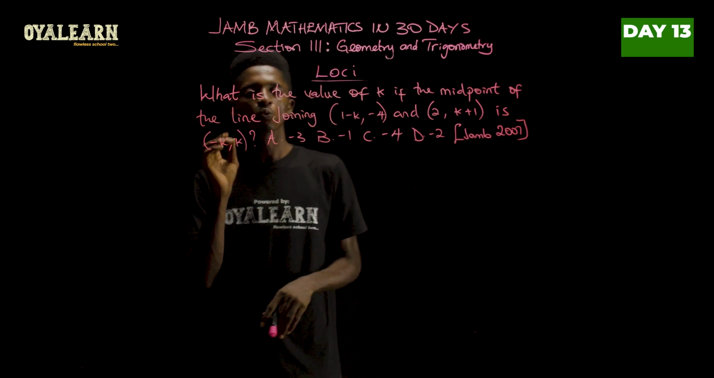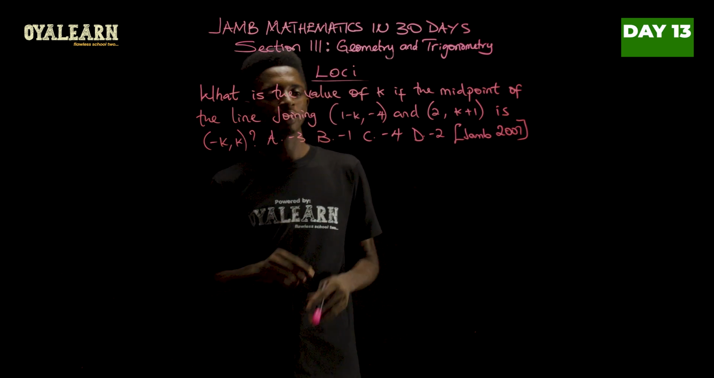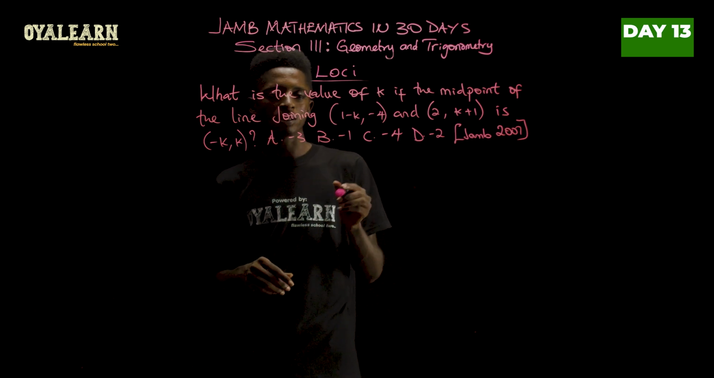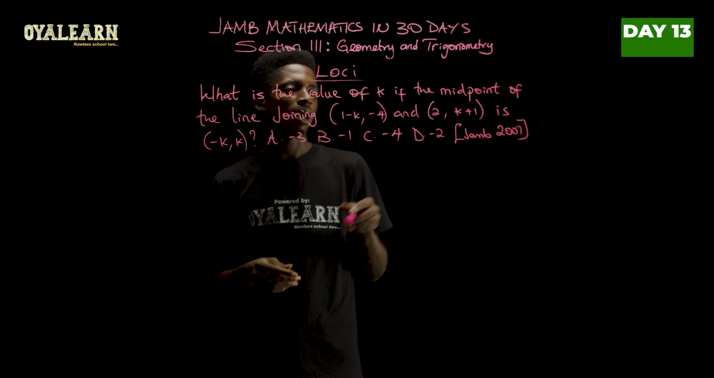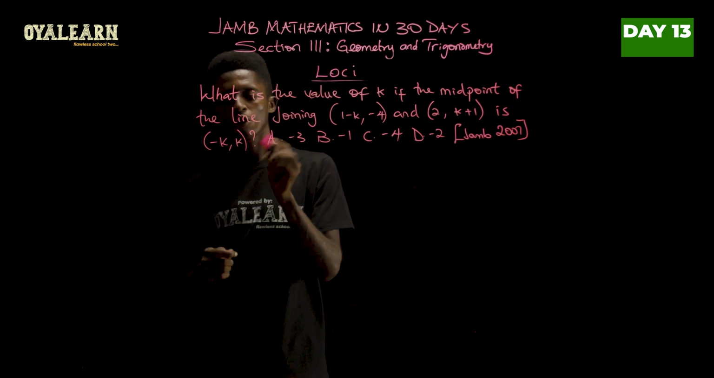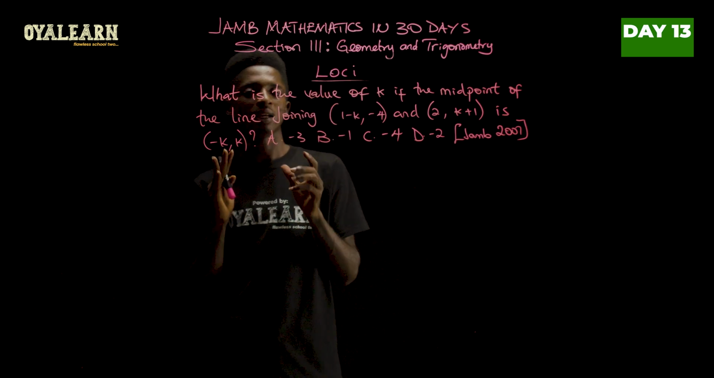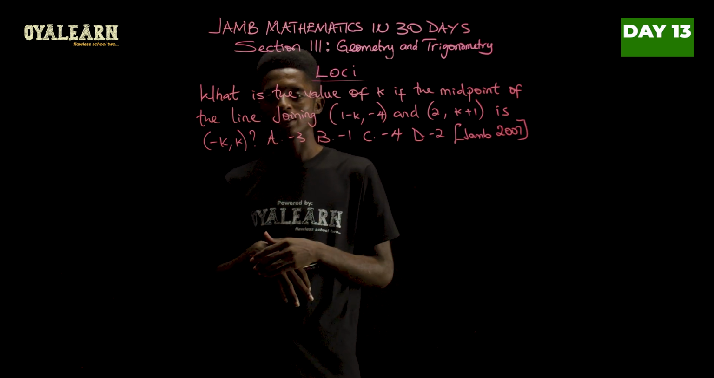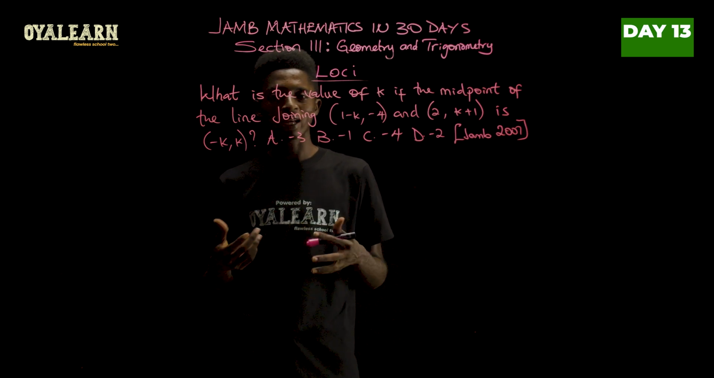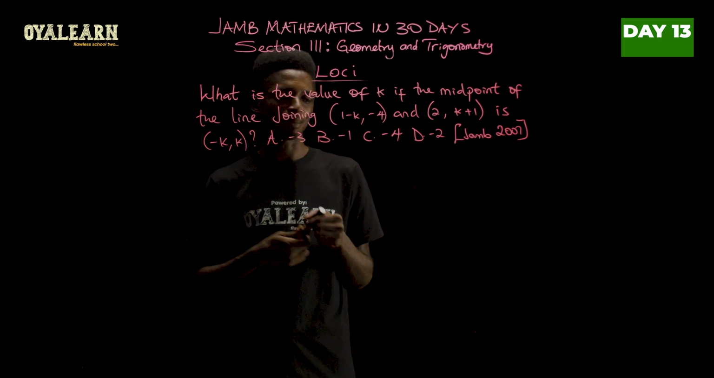This question says, what is the value of k if the midpoint of the line joining -1 minus k, comma, -4 and 2, comma, k plus 1 is -k, comma, k. Now, to find this, we can choose to either work with the x coordinate or the y coordinate. But whichever one you choose, you should get the same answer. And to prove this, I will do both side by side.